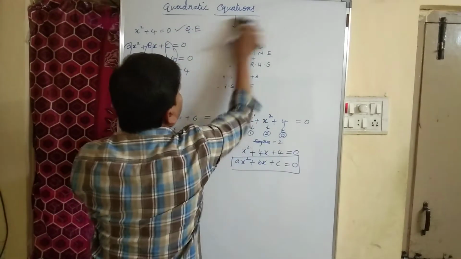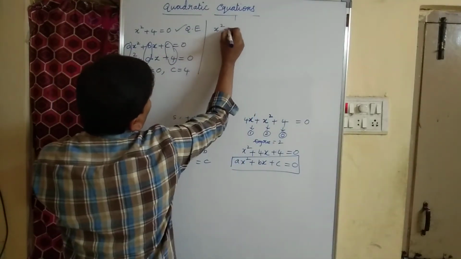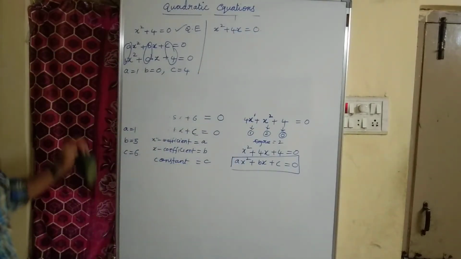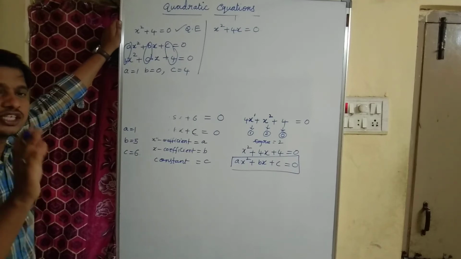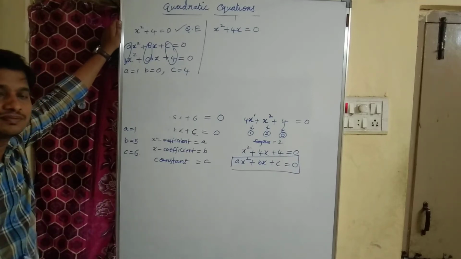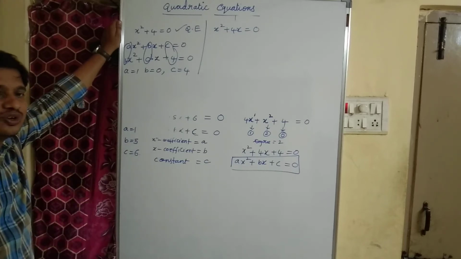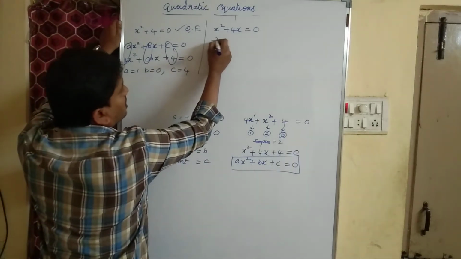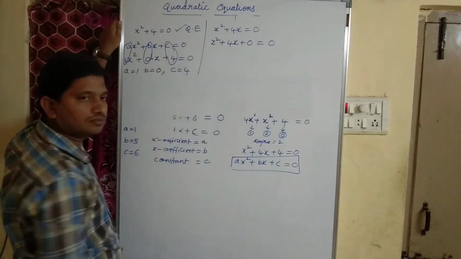Now coming to the second question, x square plus 4x equal to 0. Children, is x square plus 4x equal to 0 a quadratic equation? Of course, it is a quadratic equation, children. Don't think that it is not a quadratic equation. How can I write x square plus 4x? I can write it as x square plus 4x plus 0 equal to 0.